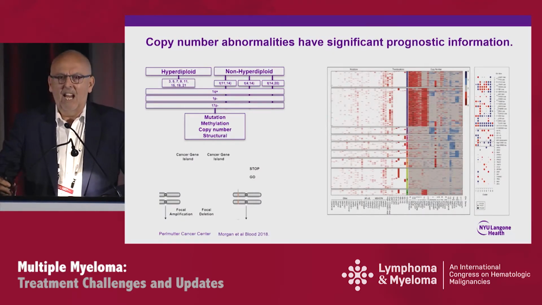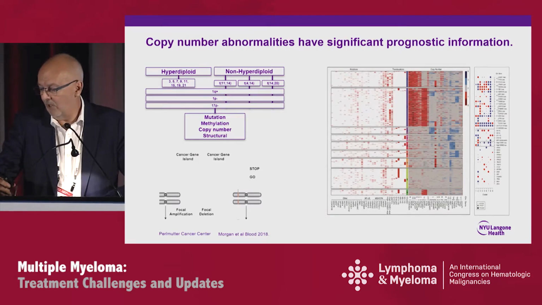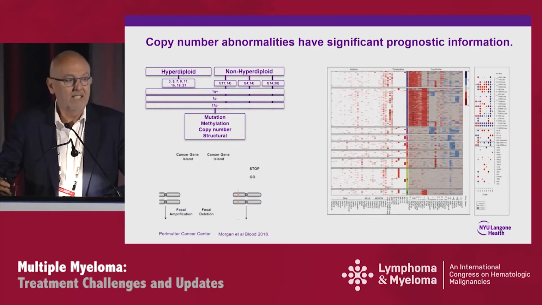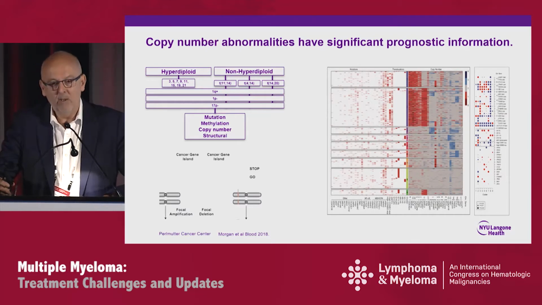So at its simplest, and from a clinical perspective, I think there are relatively few critically important clinical variables that you should consider. The hyperdiploid, the gain of the odd-numbered chromosomes, and then translocations into the immunoglobulin genes, which define the non-hyperdiploid group. And then there are three critical copy number changes: chromosome 1q, 1p, and 17p. And those can be manipulated by mutation, methylation, copy number change, structural variants.